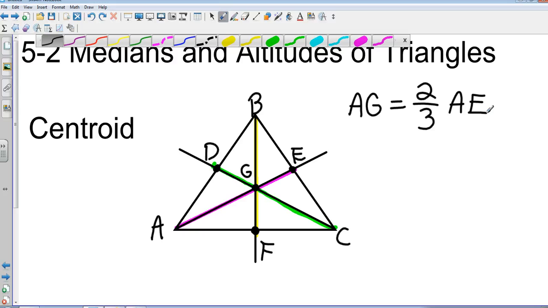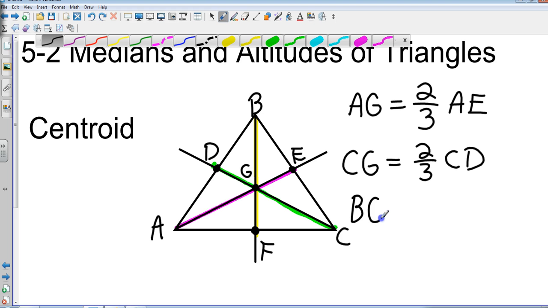And so CG is 2/3 of CD. And then I've got one more to go. I've got BG, and that is going to be 2/3 of BF. Okay? So the distance from the vertex to the centroid is 2/3 of the entire segment.